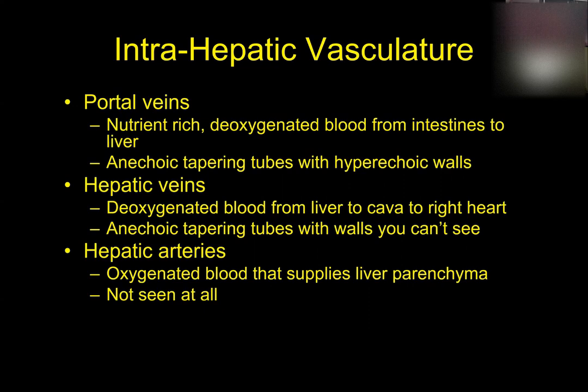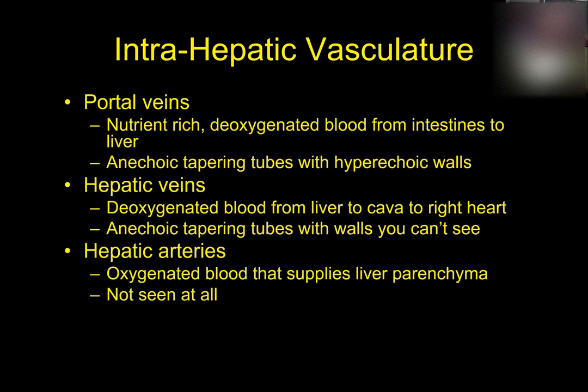So they arborize inside the liver. And those are the vessels that you can see in the liver. They should taper normally as they extend into the periphery of the liver. So portal veins take nutrient-rich blood from the small intestine and a little bit from the colon. They dive into the liver and branch all throughout the liver.